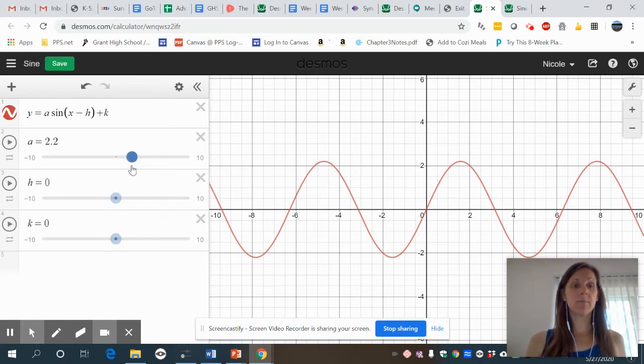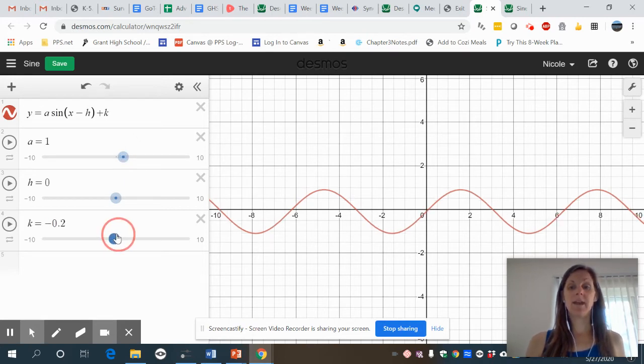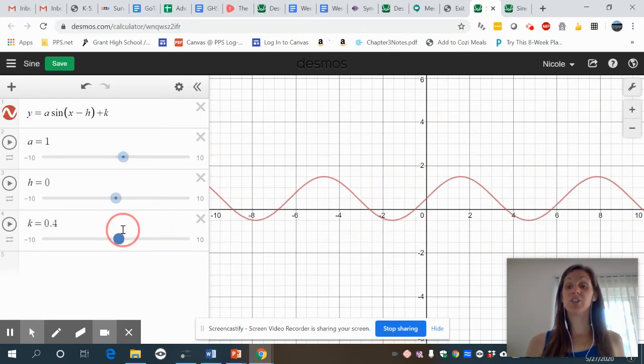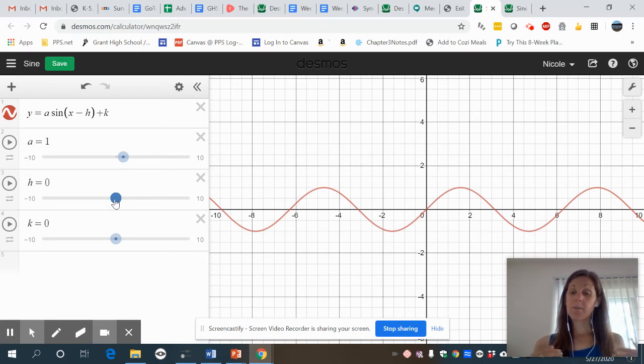So watch what happens. I'm going to bring this A back here. 2, 1. And then I'm going to bring K. See how it moves it up and down? It changes my midline. Now H moves it left and right. I'm going to talk about B in just a moment here. So A is called my amplitude, and amplitude is the distance from my midline to my maximum and my minimum. Okay. K is the midline. It's just the line that cuts it in half. Okay. And H is what moves it left and right.